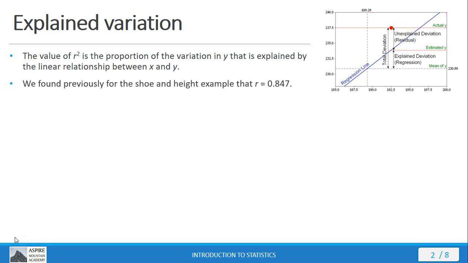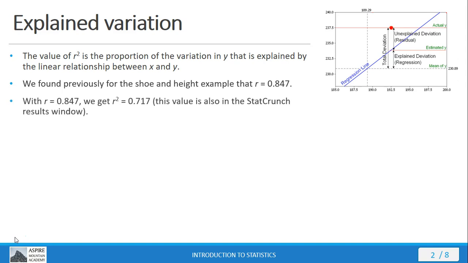So in the previous example we were looking at for the shoe length and the height, we found a linear correlation coefficient value of 0.847. We saw that in the previous mini lecture. So if we square that value, then we get 0.717. This is the value for r squared.